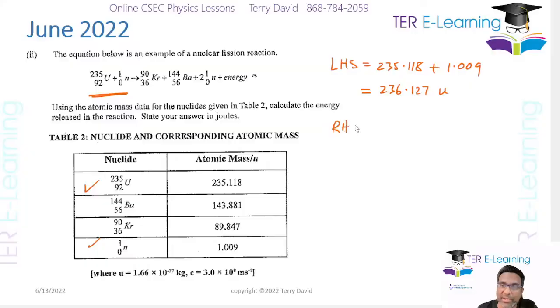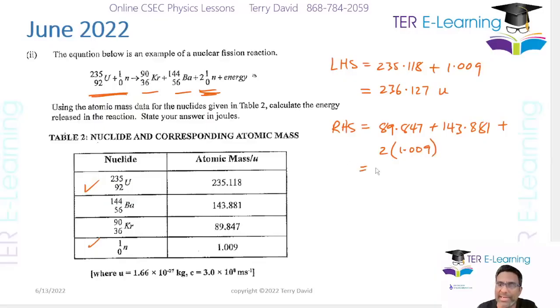On your right hand side now, you've got to be careful here. Let's see what we have. We have krypton, barium, and 2 neutrons. So you're going to add your krypton and your barium. The krypton is 89.847 plus the barium, which is 143.881 plus, now this is where students will make a little mistake. You have 2 neutrons here, so you have to make sure you add 2 neutrons. So it's going to be plus 2 multiplied by 1.009.